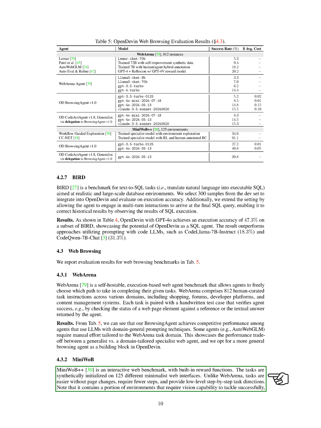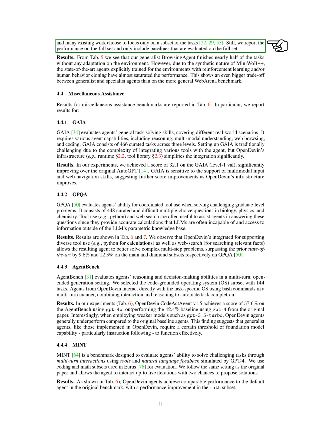Next, we look at Mini-WAB++, which is an interactive web benchmark featuring built-in reward functions. It consists of tasks initialized on 125 minimalist web interfaces. Unlike Web Arena, the tasks in Mini-WAB++ are simpler, requiring fewer steps and providing detailed step-by-step instructions. Some tasks do require visual capabilities, and many existing works focus only on a subset of these tasks. However, we report performance on the entire set and only include baselines that have been evaluated on the full set.